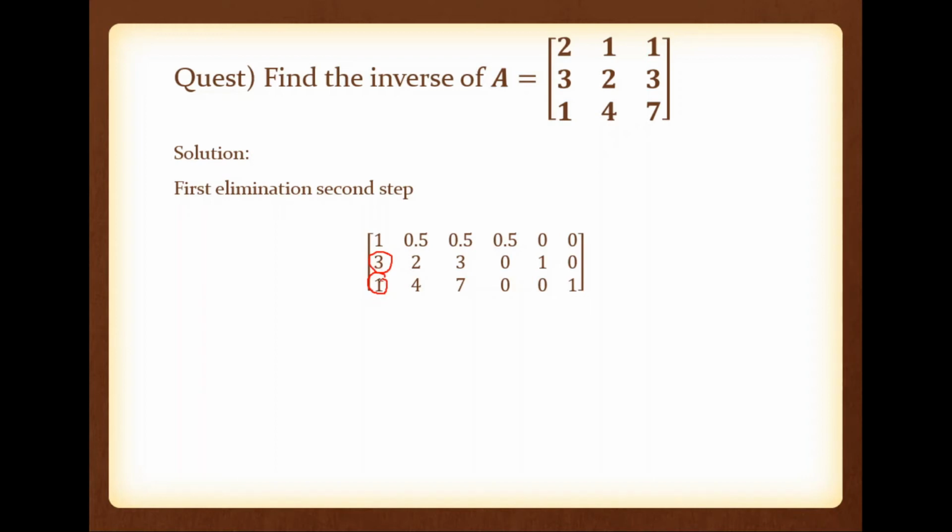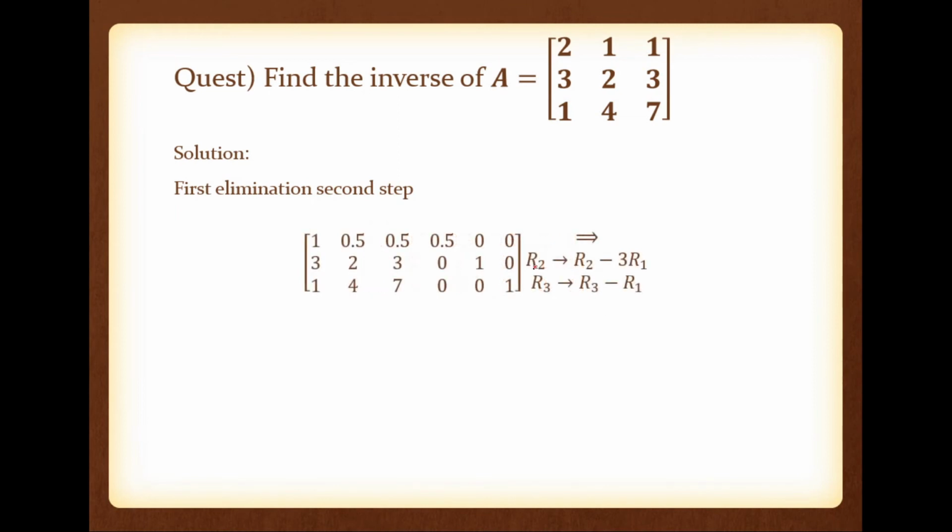Similarly, in order to remove 1 from the third row, we need R3 is equal to R3 minus R1, because this is 1, so there is no need to say that. So this is the row operation required. R2 is equal to R2 minus 3 R1. Similarly, R3 is equal to R3 minus 1 into R1, that is simply minus R1.